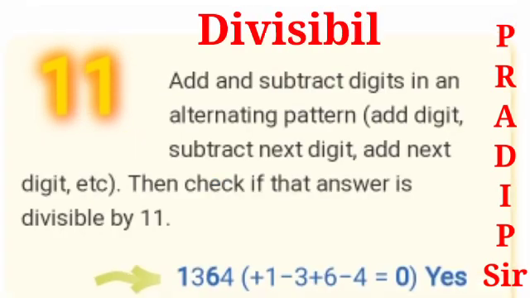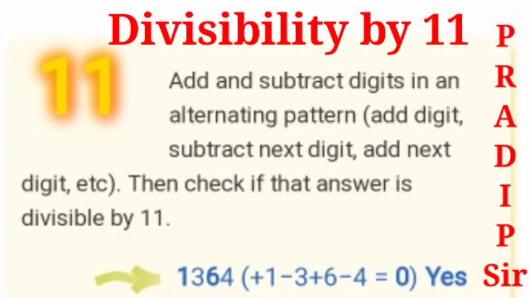Next is divisibility by 11. It is an interesting thing. We have to add and subtract the digits in alternating pattern. That means plus minus plus minus. This will be applied to the digits. And if the resultant is divisible by 11, that means if the result is either 0, 11, 22 like this, then that number is divisible by 11.